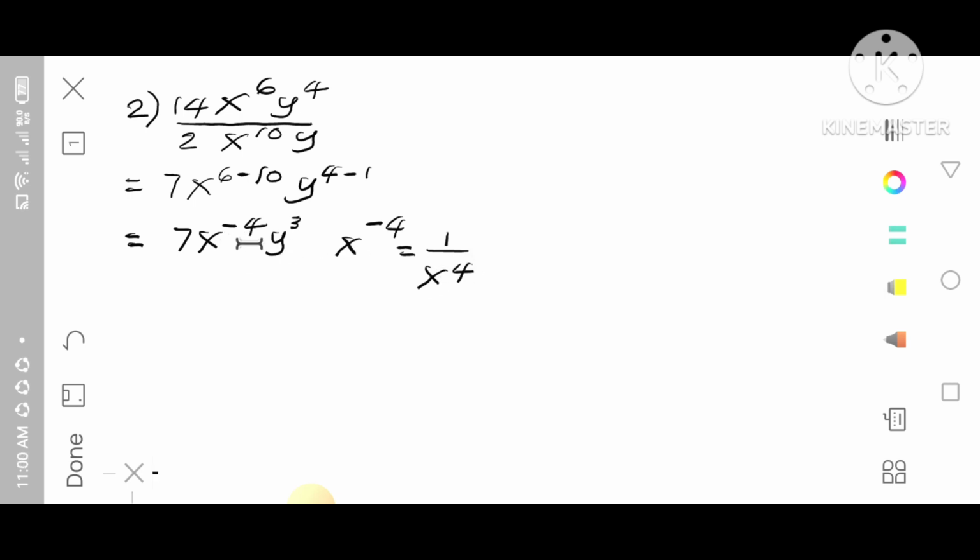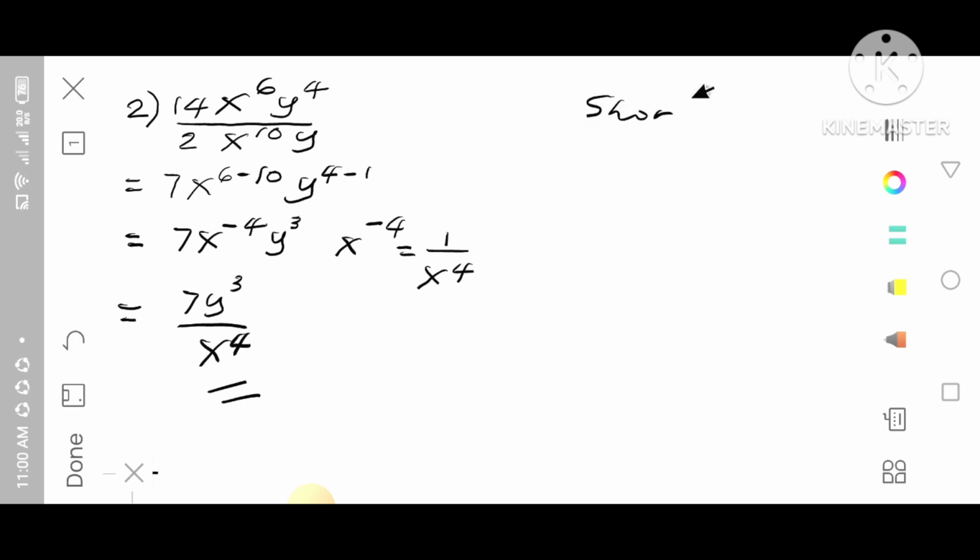So the final answer is 7y cubed over x to the 4. Lagay nyo lang sa ilalim yung x to the 4. Yun yung shortcut natin. Okay? So pagka may negative exponent sa taas, lagay nyo lang sa ilalim, magiging positive na yon. Yun yung shortcut natin. Okay?